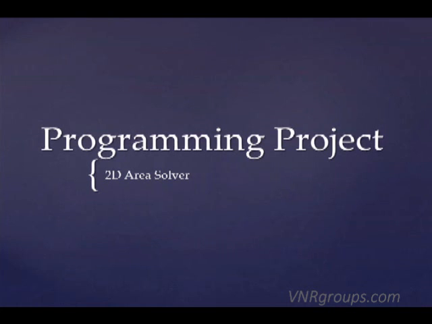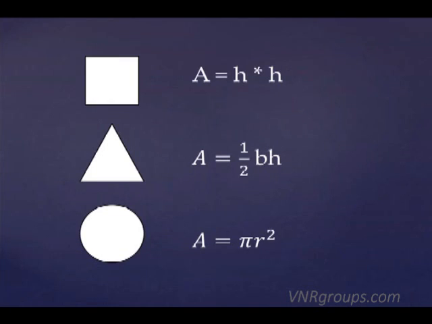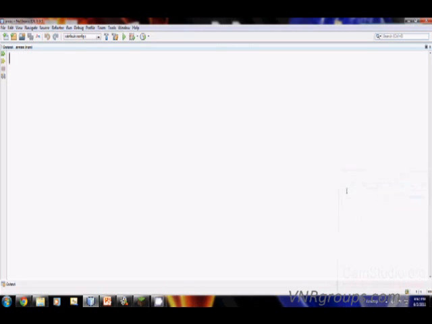The problem you are to solve is calculating the area of three simple shapes: a square, a triangle, and a circle. You will read in the dimensions of the shapes using keyboard input, crunch the numbers, and then output the areas at the end of the program.